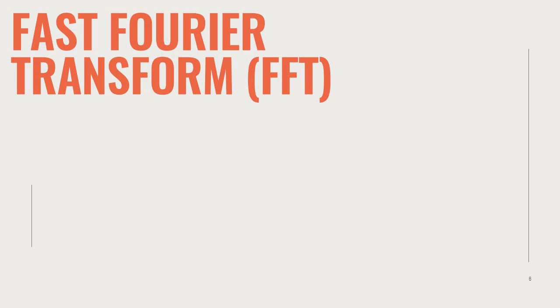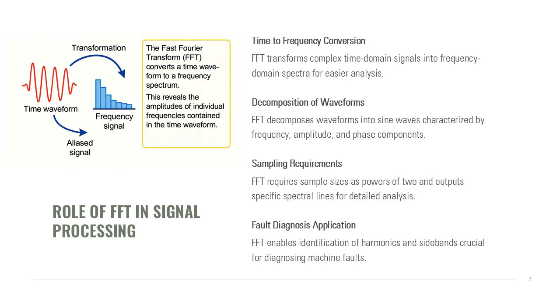Role of FFT in signal processing. The fast Fourier transform, FFT, is a mathematical algorithm that converts a time-domain waveform into a frequency-domain spectrum. This transformation is essential because the time waveform often contains complex overlapping signals that are difficult to interpret. The FFT decomposes the waveform into its constituent sine waves, each represented by a frequency, amplitude, and phase. For single-channel measurements, phase information is typically discarded, leaving amplitude versus frequency for analysis.